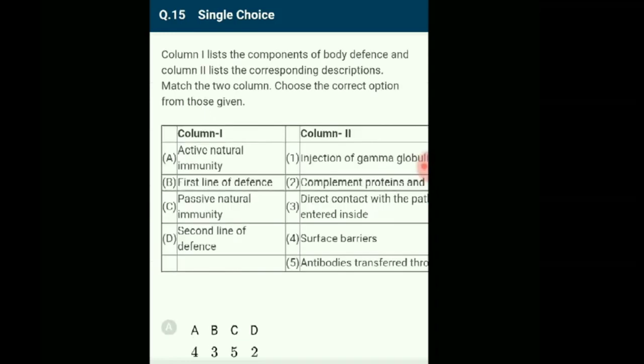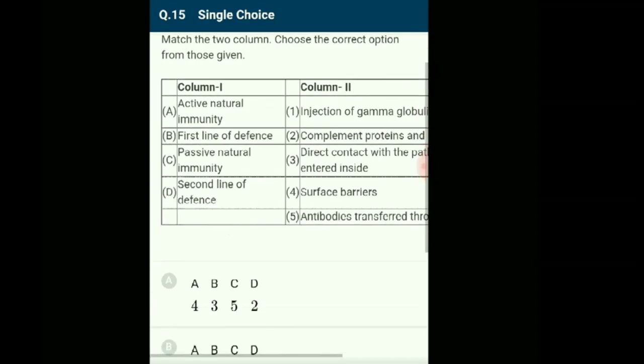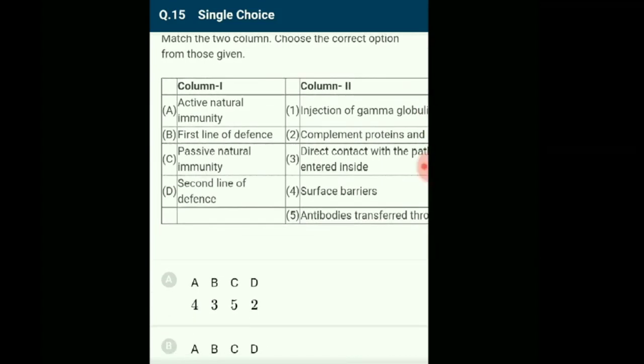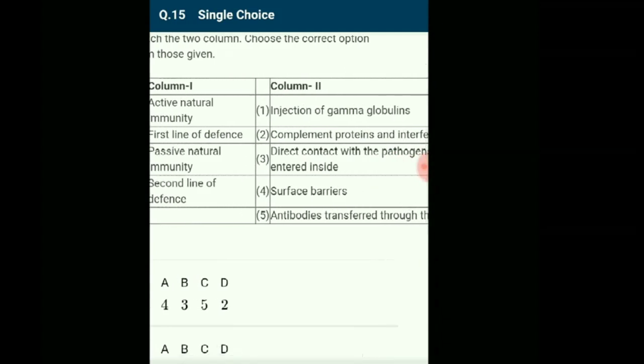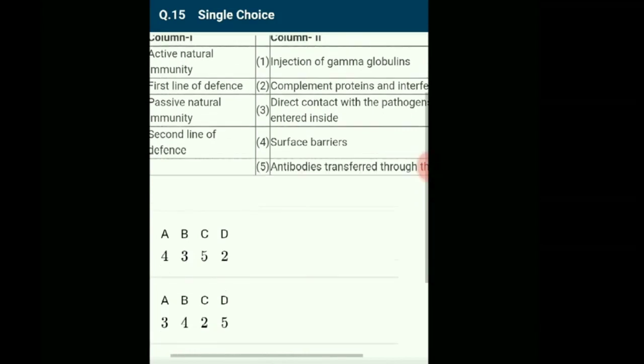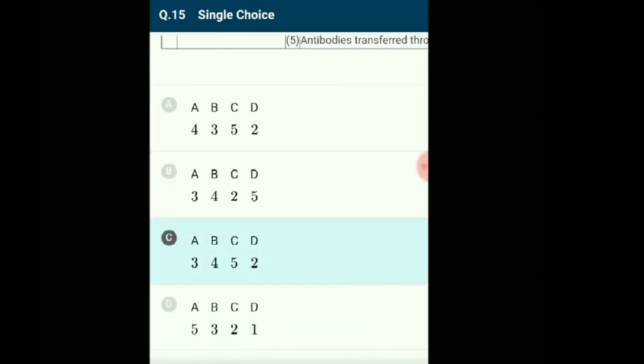Question number 15. Column 1 lists the components of body defense and column 2 lists the corresponding descriptions. Match the two columns. Choose the correct option from the given. Immunity: direct contact with the pathogen that has entered inside. First line of defense: surface barriers. Passive natural immunity: matched with antibodies transferred through the placenta. Second line of defense: complement proteins and interferons. So the correctly matching option is option C.